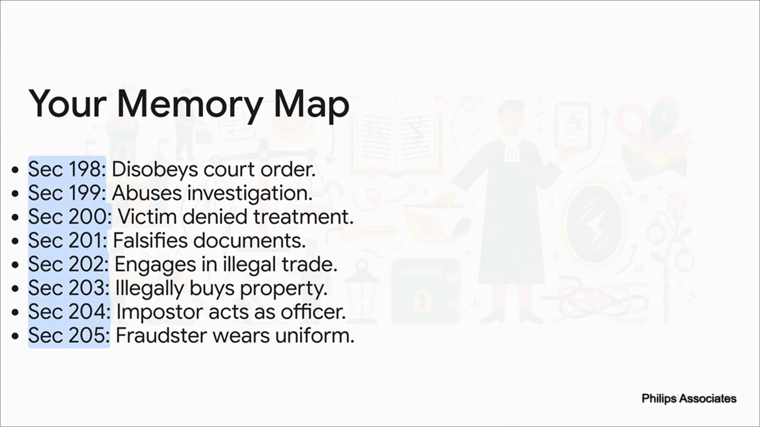So let's tie this all together. Here it is, your memory map. The story starts with Section 198. The officer disobeys an order. That forces him to abuse an investigation in 199. That abuse leads to a victim being denied treatment under 200, which he then has to cover up by faking documents in 201. Why'd he do it? Well, that's the illegal trade in 202 and the illegal property deals in 203. And while all that's going on, you have imposters either personating his office under 204 or just wearing the uniform under 205. See, each step just flows right into the next.